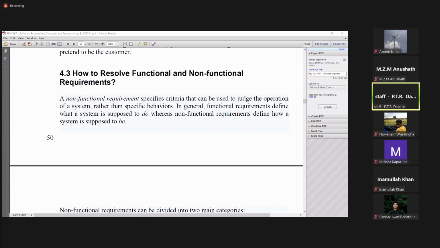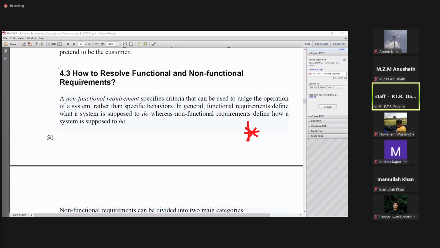Okay, now see, non-functional requirements. It clearly states that a non-functional requirement specifies criteria that can be used to judge the operation of a system rather than specific behaviors. Students, remember this. In general, functional requirements define what a system is supposed to do, whereas non-functional requirements define how a system is supposed to be.